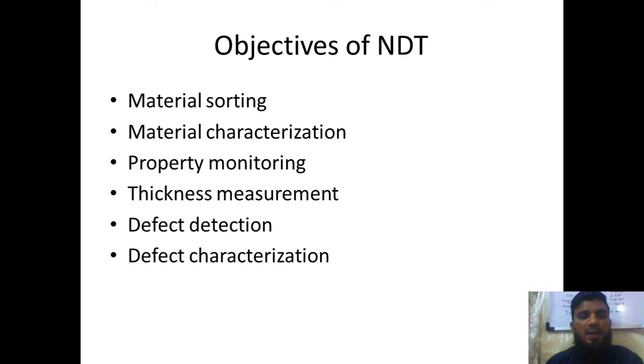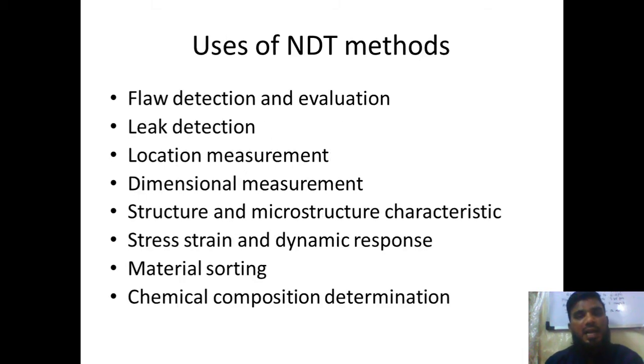Okay, next is defect detection. Next is defect characterization. What is the defect present and what type of defect can be characterized easily. Next, the uses are flaw detection and evaluation. So once you have detected the flaw, you can evaluate what kind of flaw this is and how far the flaw is present.